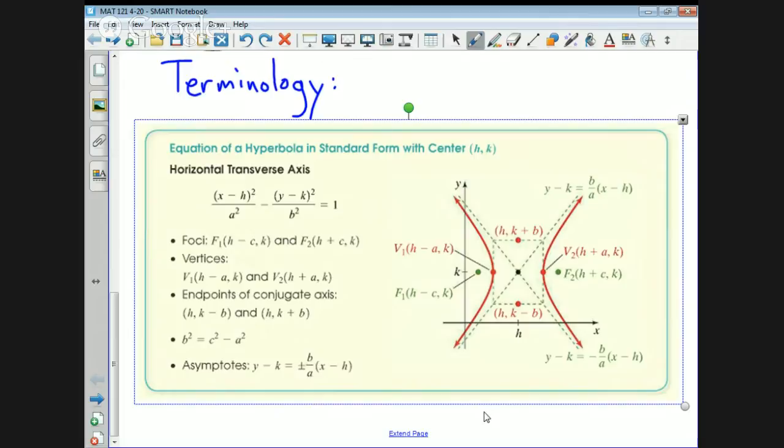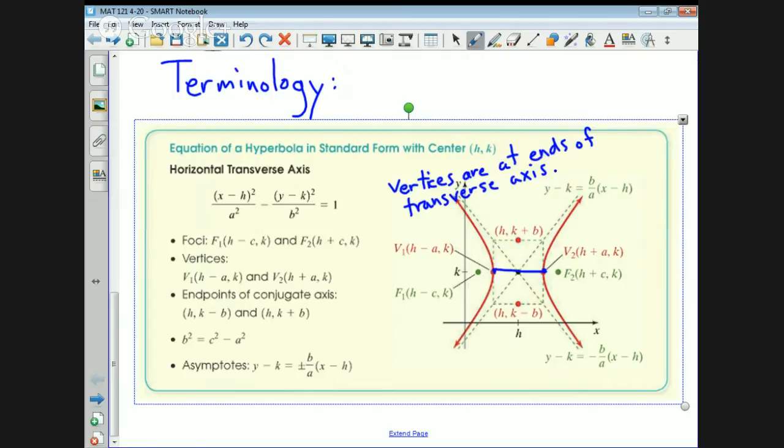A couple of things terminology-wise I want to make sure that you have. These two dots here, those are your vertices. So there are two vertices in a hyperbola, just like with an ellipse. In between the two vertices, they have what is called a transverse axis. It transverses between them, if that's even the proper use of English there. But vertices are at the ends of the transverse axis, which I've drawn there in blue.